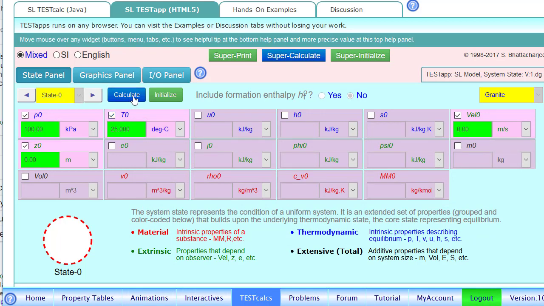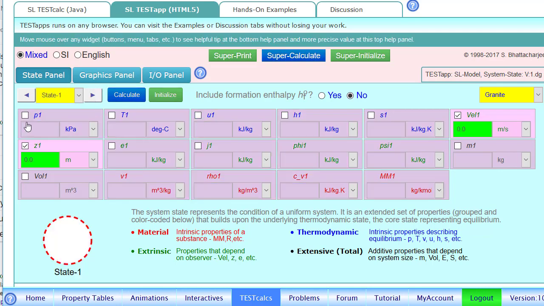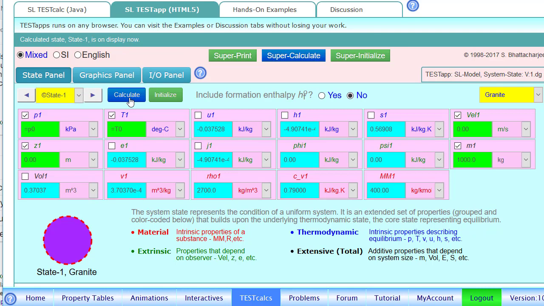All right, and then we hit calculate, and since it's state 0, the phi is going to be 0. And then state 1, P1 is the same, 100 kPa, or P0, and T1 equals T0, or 25 degrees Celsius, and M1 we're given is 1,000 kilograms. Right, hit calculate.